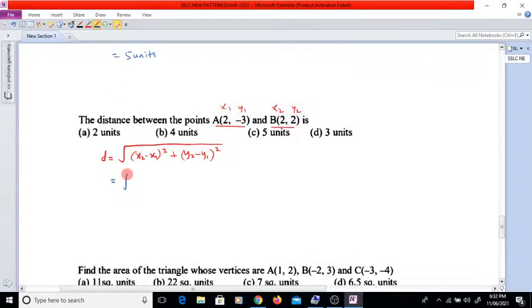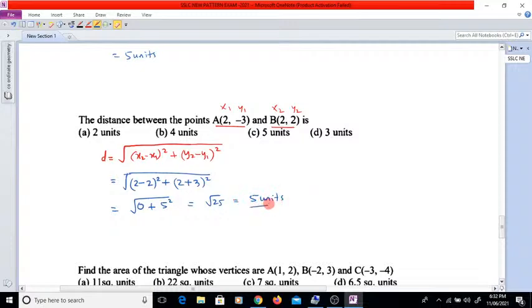This equals square root of, so let us substitute the values here. x2 is 2 minus x1 is 2, that is 2 minus 2 whole square, plus y2 is again 2 minus y1 is minus 3, minus of minus is plus 3 whole square. So this is 2 minus 2 is 0 square, which we can leave. So this is 0 plus 2 plus 3 is 5 square. So 5 square, this equals square root of 25, this is equal to 5 units.